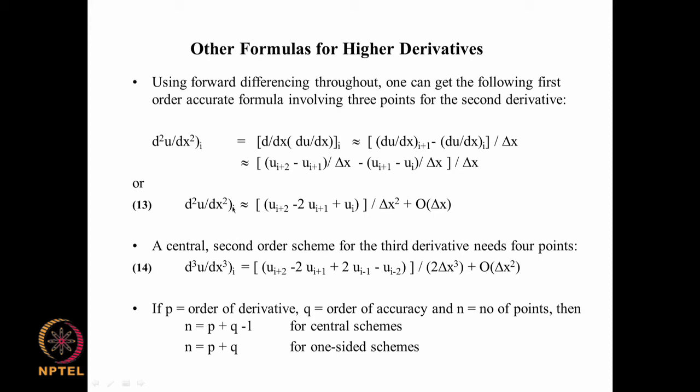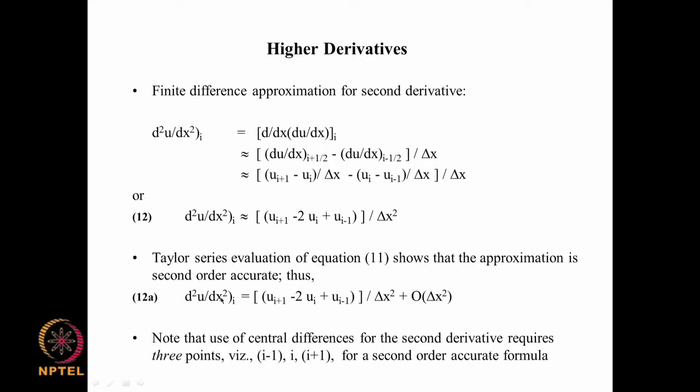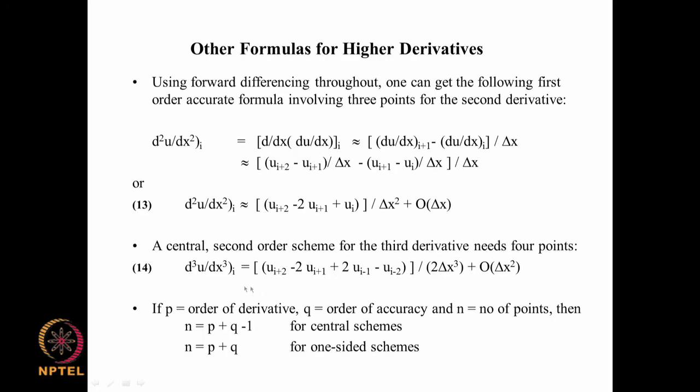So, we can see that as you go from the second derivative, second order approximation, you have 3 points here, and here you have the third derivative at the same point, second order accurate, and you have 4 points here. So, the number of points which appear in the finite difference approximation increases as either the order of the derivative increases or the order of accuracy that is demanded increases. Okay. And it also depends on whether we are using one-sided or two-sided formulas.